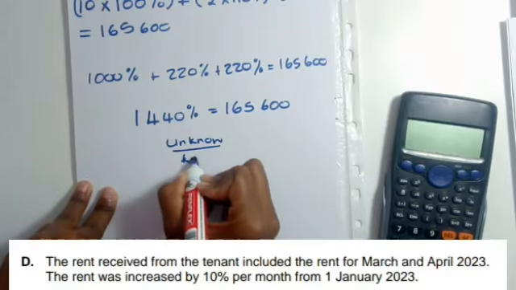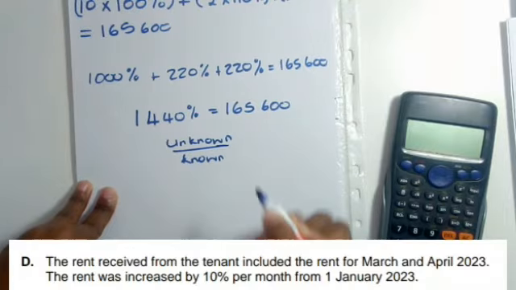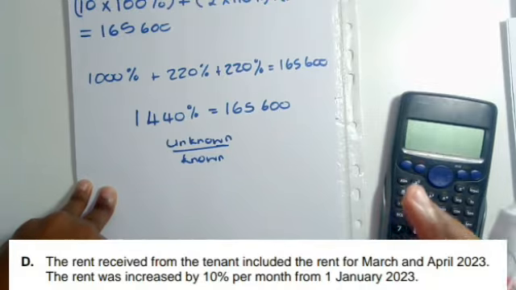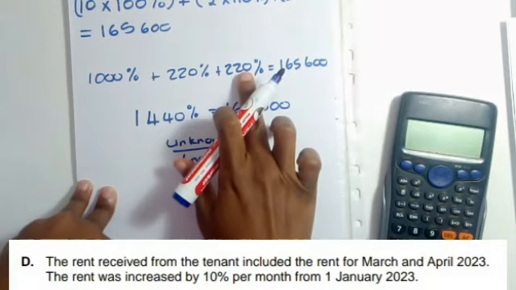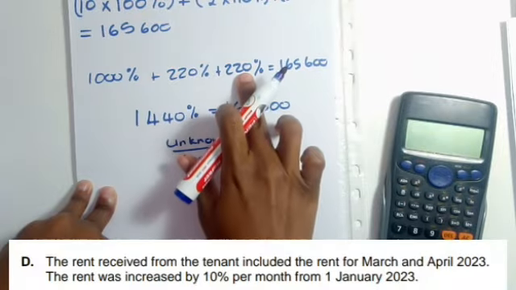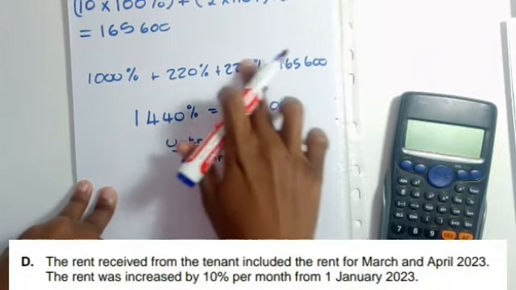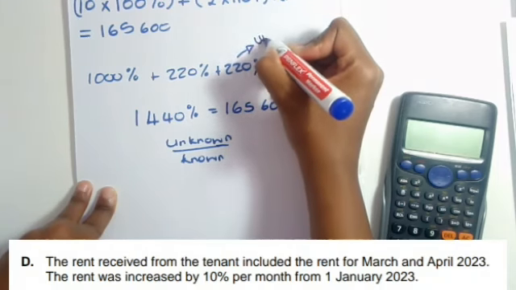And then we are going to use our favorite formula in accounting, which is the unknown over known format, meaning what we are looking for over what we have. Now, what are we looking for? We are looking for the rent for March and April. March and April, remember, are represented by the last 220. We don't know how much it is. That's what we are looking for. So this becomes our unknown.